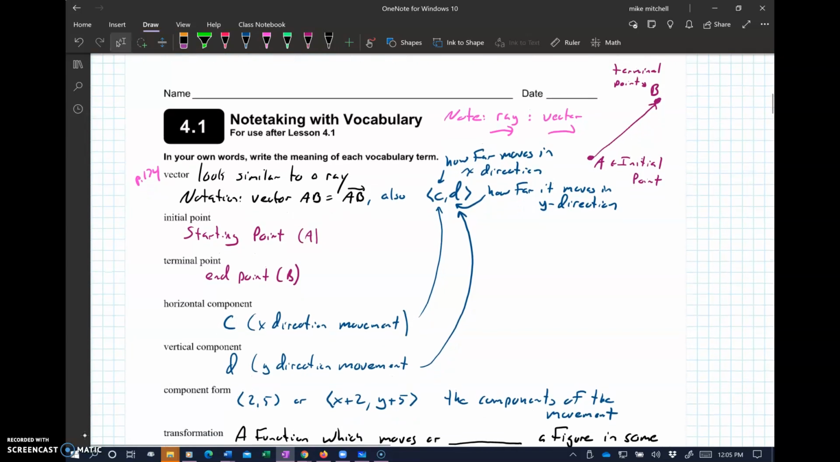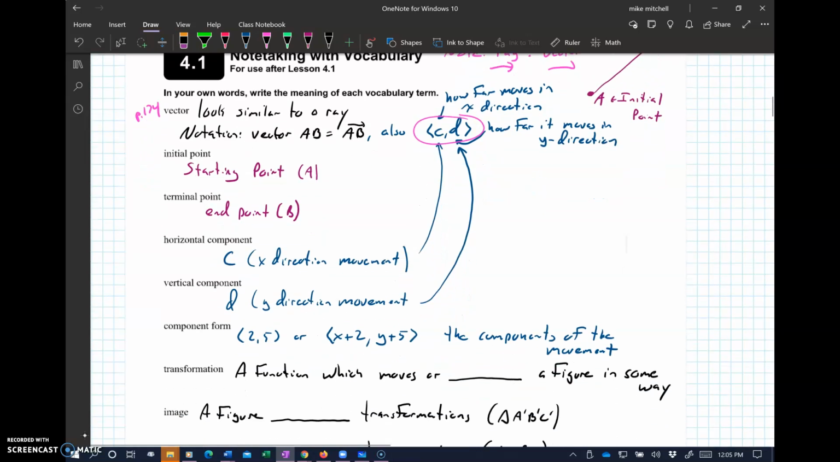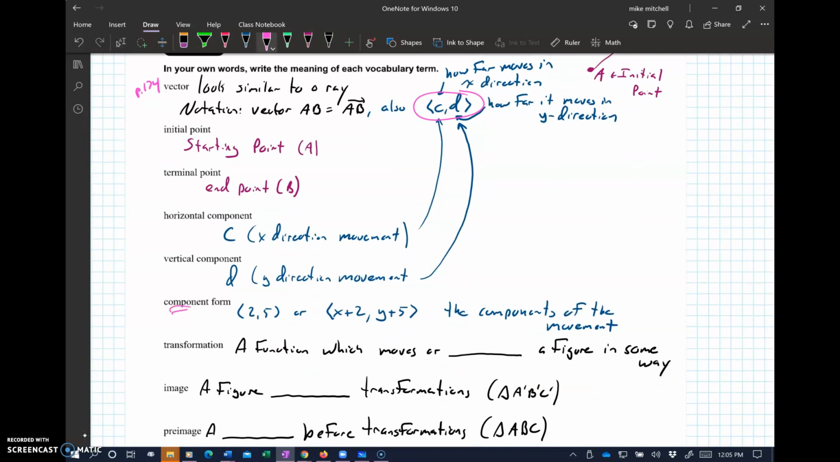Horizontal component. So one way we write our vector is this, what we have right here. That little, it's not a bracket, it's the triangular bracket, or the angle bracket, c comma d, where c is your movement in the x direction, d is your movement in the y direction. Okay, and I'll show you something later on that. That's called our component form down here. So the horizontal and vertical, they both come together to make the component form.